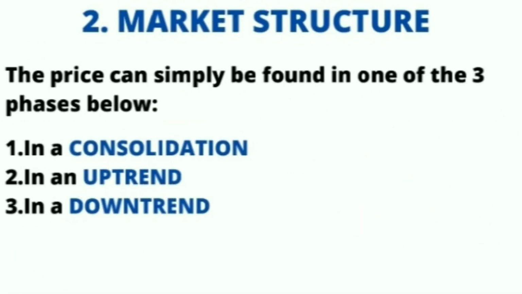Whenever we look at any price on the chart in MT4 and MT5, we can see that price can simply be found in one of three phases. Either the price is in a consolidation, or in an uptrend, or in a downtrend. So always the price would be in one of the three phases as I have mentioned.